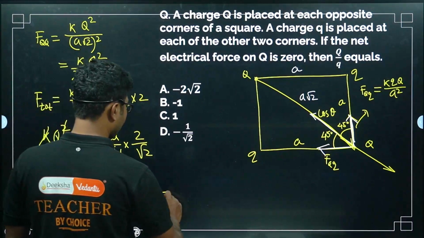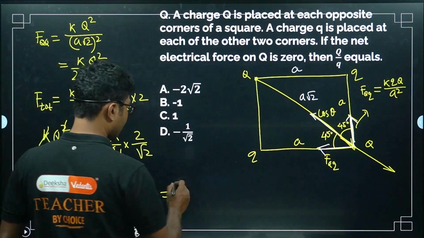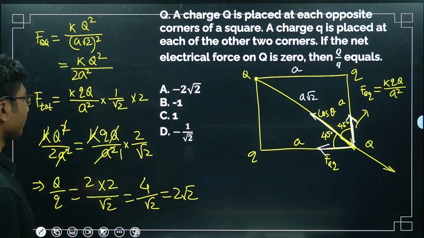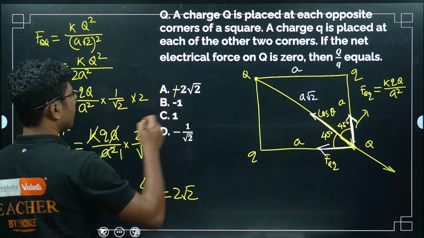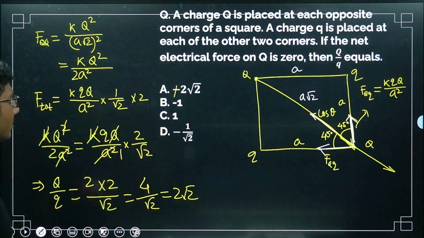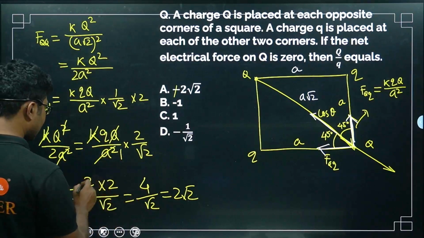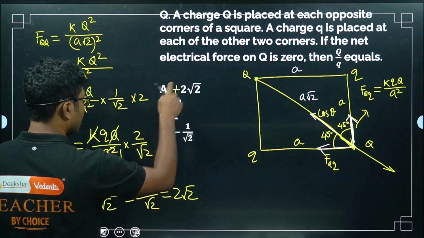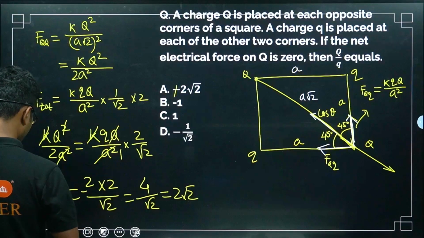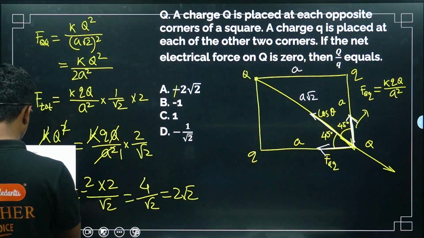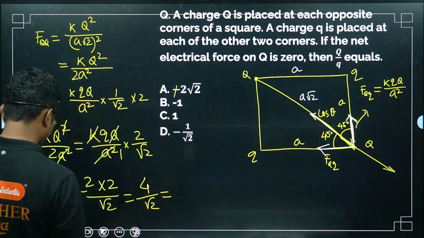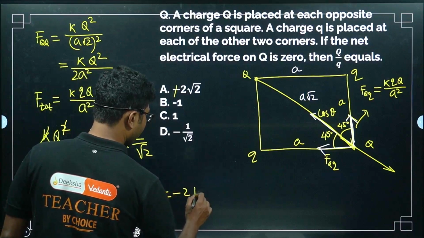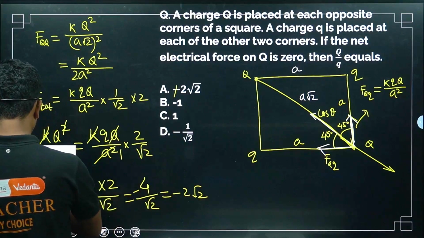What is 4 by root 2? 4 by root 2 is 2 root 2. See, none of the answers given here match. This is a bonus question. Or I think it should have been given as plus 2 root 2. No, sorry, it is minus 2 root 2, right? Because as I said, one of the charges has to be negative. Sorry, my mistake. So the ratio will be negative, because only then it will create an equilibrium. So minus 2 root 2. The correct answer is option A.